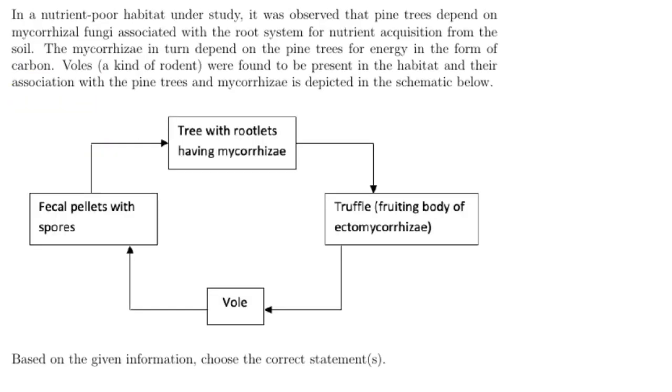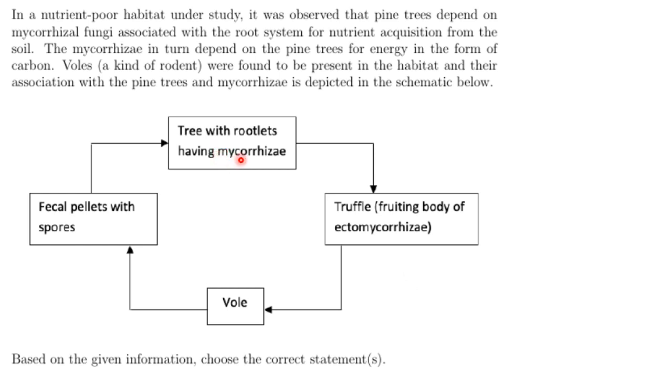Then next one. In a nutrient poor habitat under study, it was observed that pine trees depend on mycorrhizal fungi associated with the root system for nutrient acquisition from the soil. The mycorrhizae in turn depend on the pine tree for energy in the form of carbon. Voles, a kind of rodent, were found to be present in the habitat, and their association with the pine tree and mycorrhizae is depicted in the schematic below. Based on the given information, choose the correct statement.